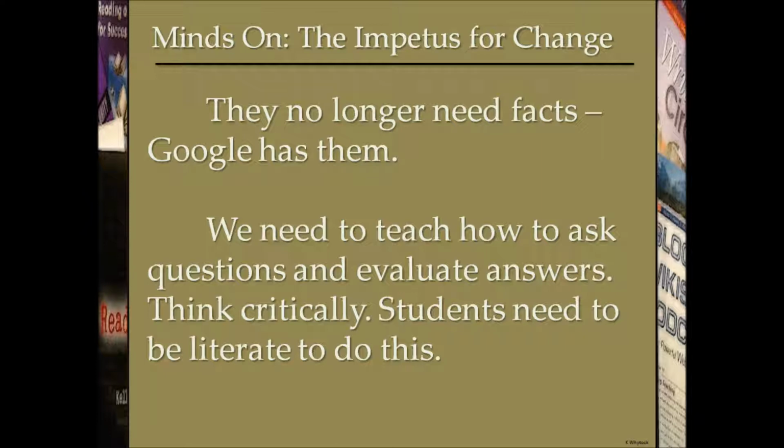Like I said, they don't need facts. Google has them. Our job is to teach how to ask questions, evaluate answers, and think critically. Students need to be literate to do this, and that's why literacy is still important. It is vital for this society. Even though they're working in images, there is a literacy to reading images. And all the skills we talk about, making connections, visualizing, previewing text, metacognition as you read, those skills are still important in this society.